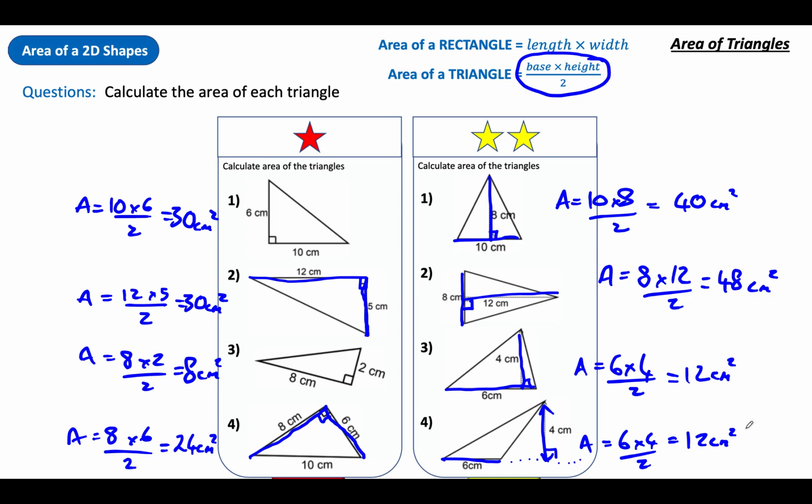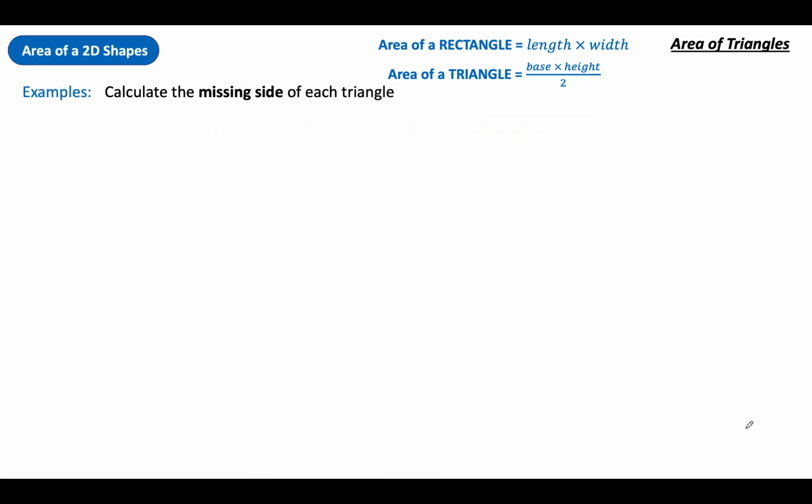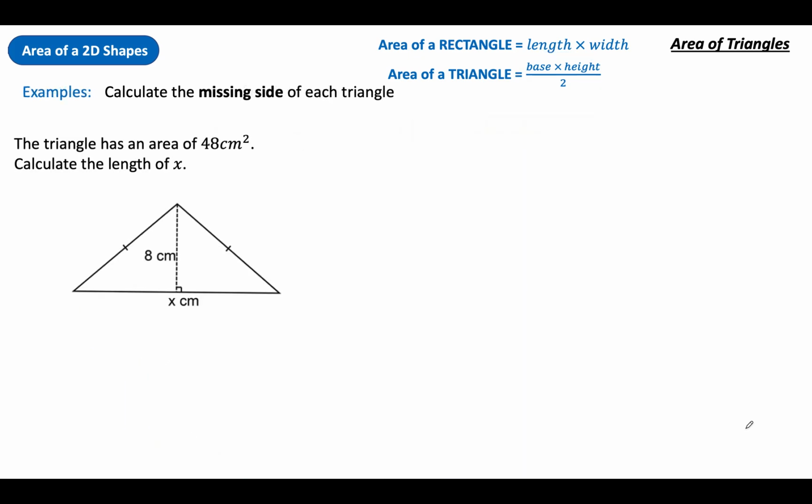How about if we had a triangle? I've got the area, but I want to work out one missing side. So I'm going to use my formula again in a way, which is area equals base times height divided by 2. I'm going to try that and put the numbers in that I've got. And my area is 48. My base is x. And the height is 8. And that's divided by 2. Now I want to find out what x is.